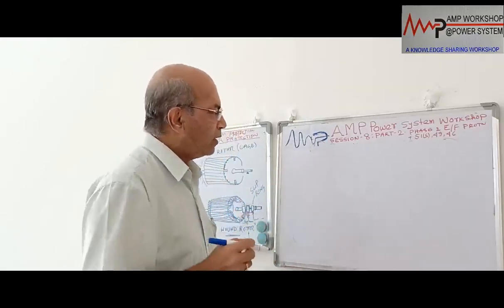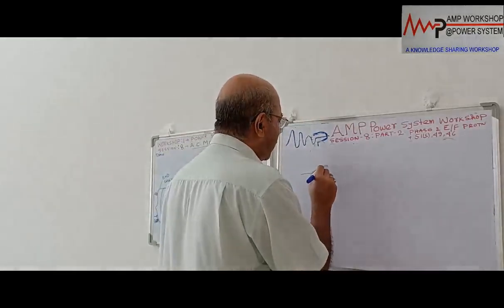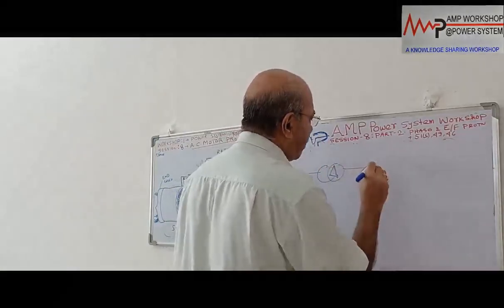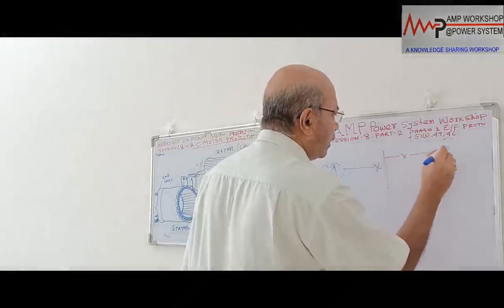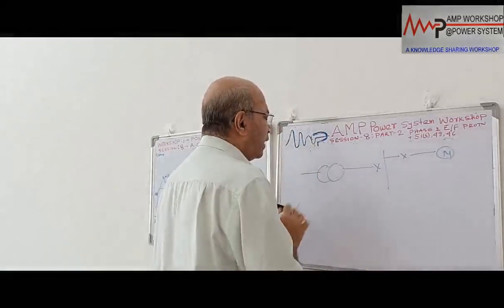Now, in case of an unearthed system, suppose this is a transformer giving power supply. This transformer is a delta connected transformer. It is giving power supply to the switchboard from where it is going to the motor. It can happen like this, or it could be star connected, but the star is not grounded.